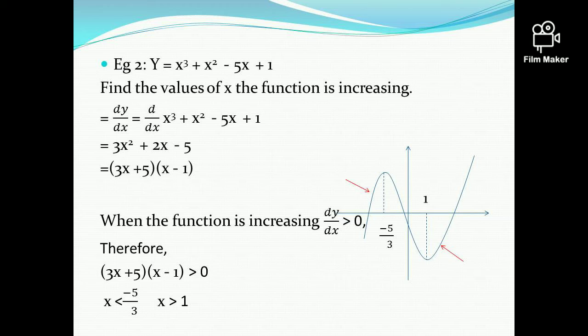Then from minus 5 over 3 to 1, you can see the function is decreasing. It's going down. Again, after 1, you can see that the function is increasing. Therefore, we can verify this theory from this diagram itself. Before minus 5 over 3, or x is less than minus 5 over 3, the function is increasing. After 1, that means x is greater than 1, the function is increasing again. Hope you can understand this theory clearly from this diagram.